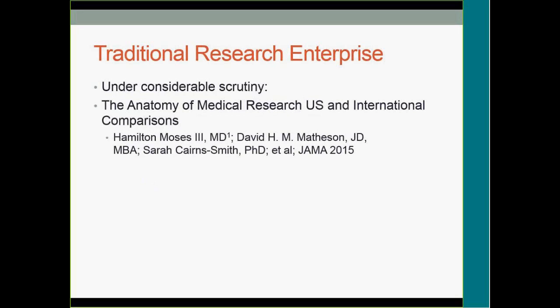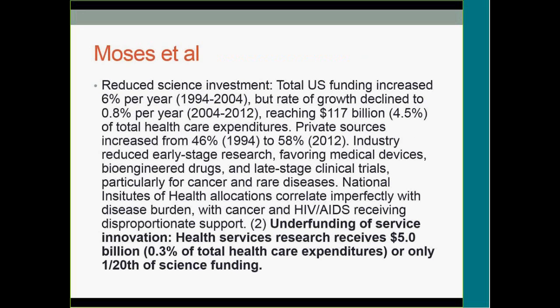But this is now finally coming under significant scrutiny, especially through this article from last year in JAMA, the Anatomy of Medical Research, U.S. and International Comparison. So it talks about increases in research funding, but then slowdowns, and this is all very familiar to people who've applied for NIH grants. But the important thing to look at is underfunding of service innovation and health services research. It receives only $5 billion or 0.3% of total healthcare expenditures. So this is research on how do we improve practice, how do we improve healthcare delivery. That's 0.3% of the total, or 1/20th of science funding. That has got to change in order for us to take better care of our patients.